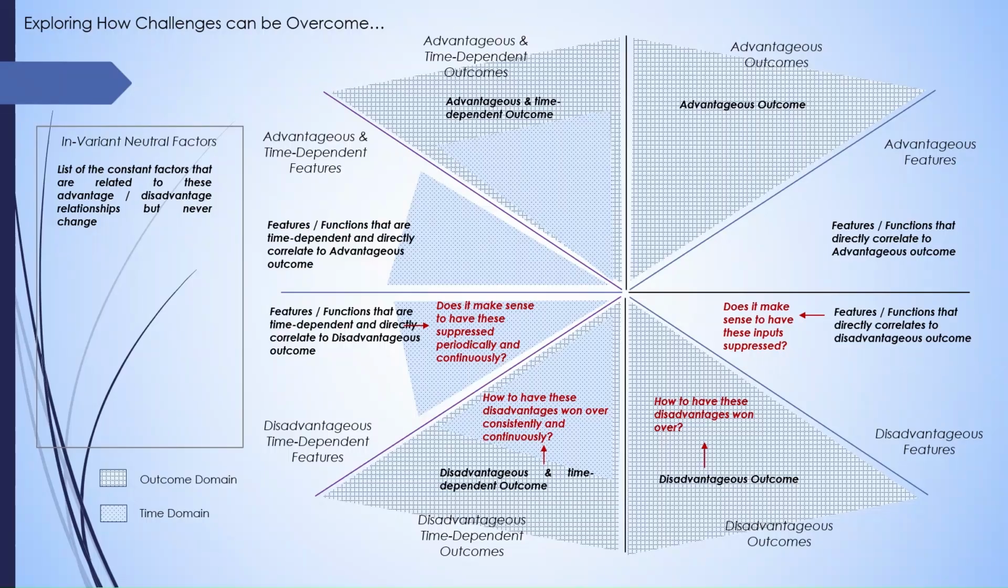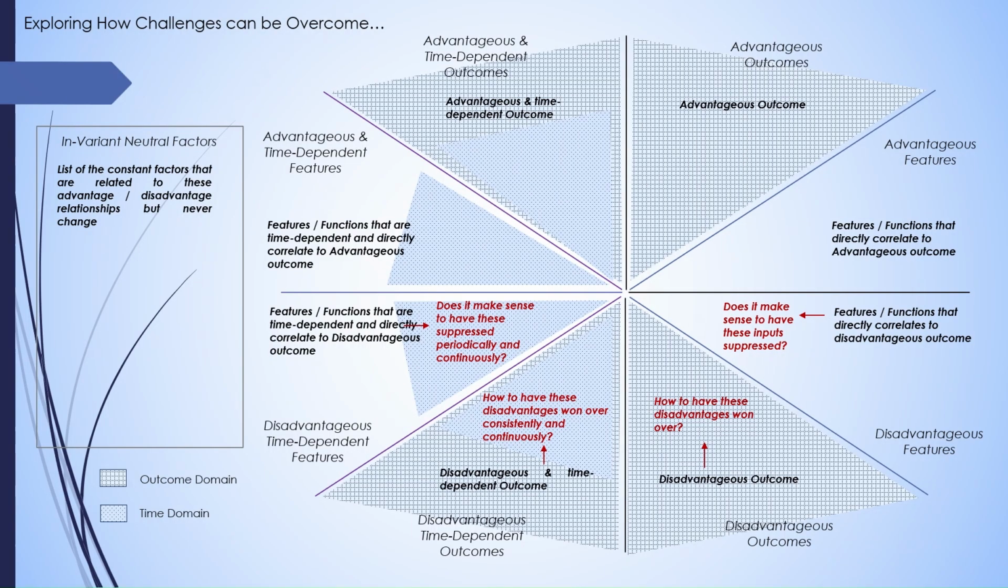These are especially important because timing often determines whether a challenge becomes manageable or overwhelming. For disadvantageous features or functions that worsen over time, ask not only how can this be reduced, but also when does it hurt the most? Is there a way to redesign the scenario so it operates outside the peak negative window? Or can the negative effect be temporarily suppressed, buffered, or absorbed during critical periods?